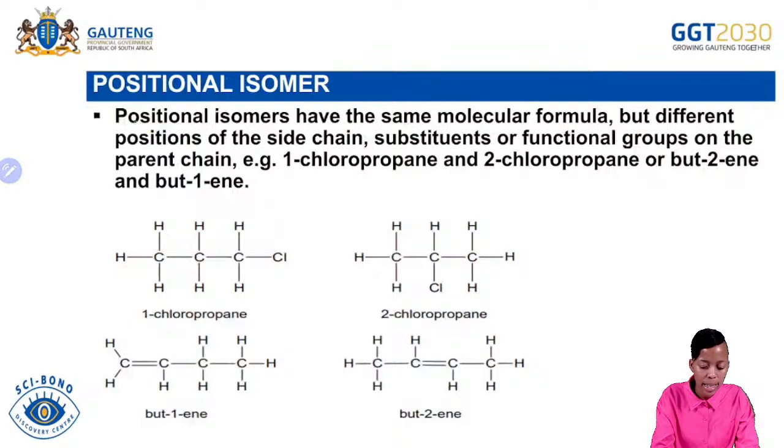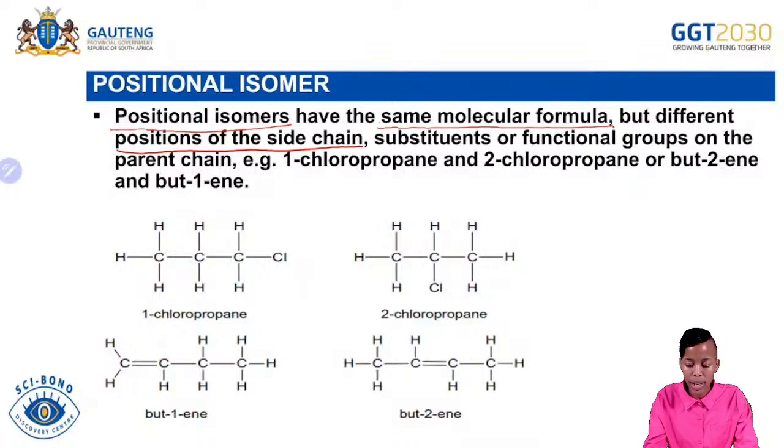Then the next one is a positional isomer. It says they have the same molecular formula but different positions of the side chain, number 1. Number 2, it can be a substituent. And then number 3, it can be a functional group on the parent chain. Okay, so what's the first point there?